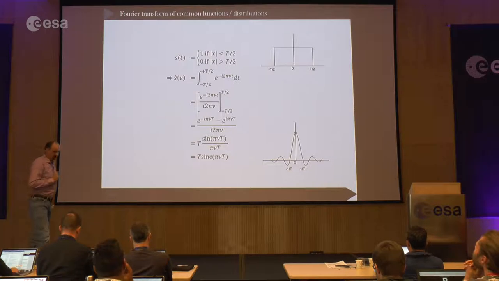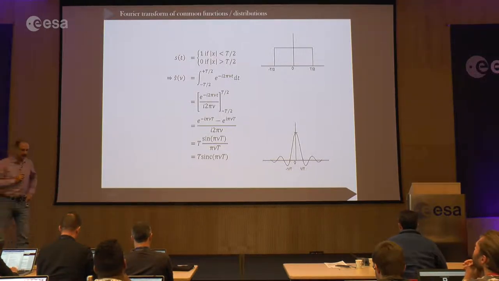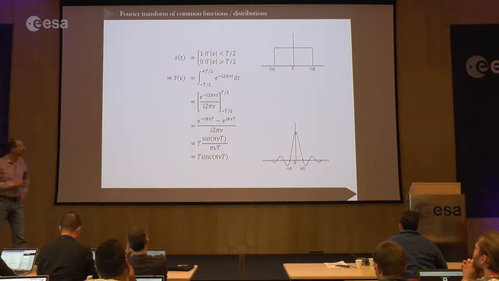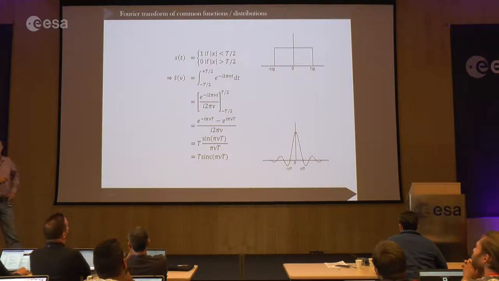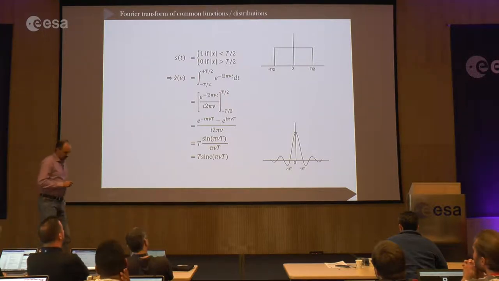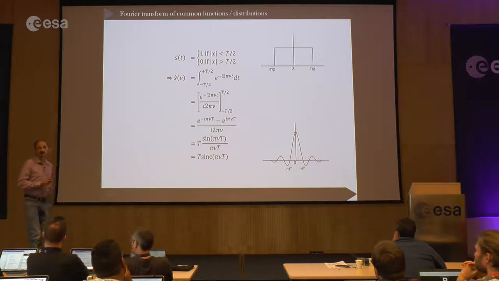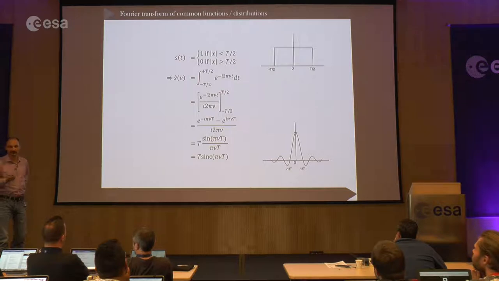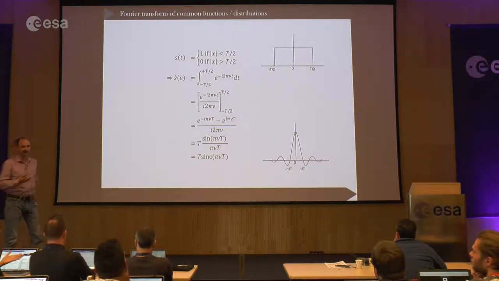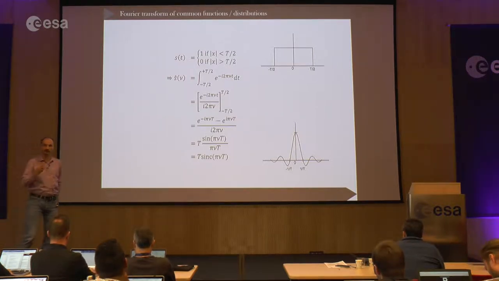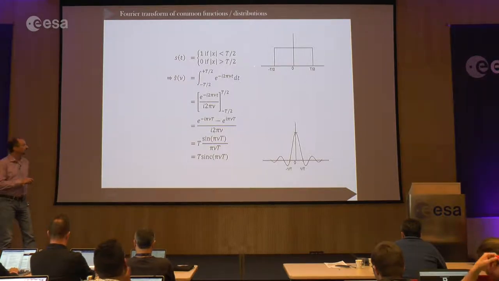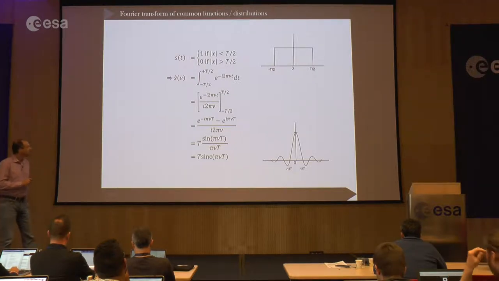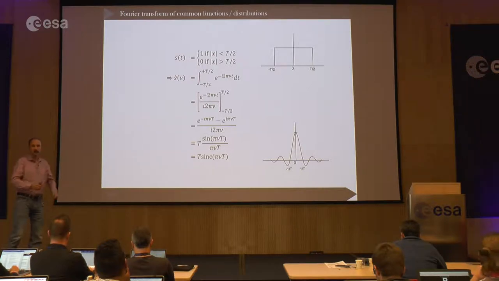So one very important function that appears everywhere, whether you like it or not, is the square function that's zero everywhere except between minus T over 2 and plus T over 2. That appears everywhere because it can be used to model the finite interval that you are sampling. You're never taking infinitely long signals. You're always considering finite signals from t1 to t2, or an image in a limited field of view. So you can consider that you have an infinite signal and that you are just cropping it using that function.